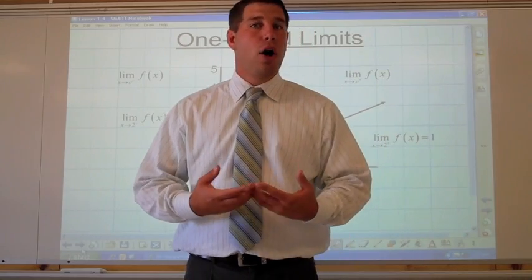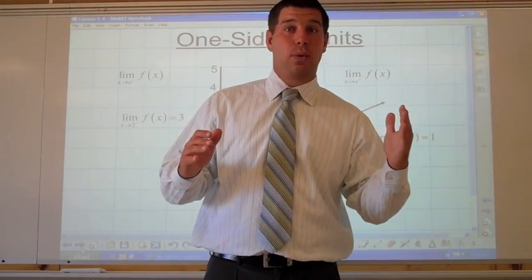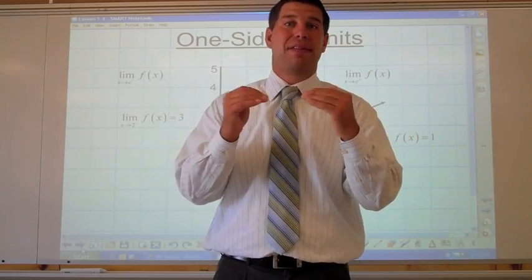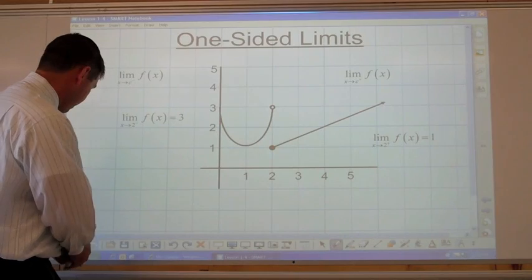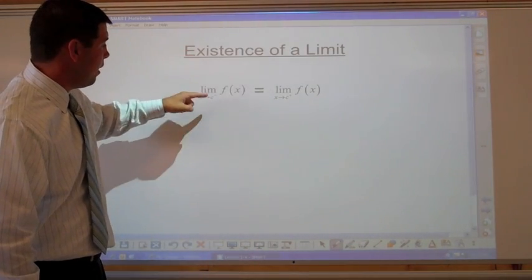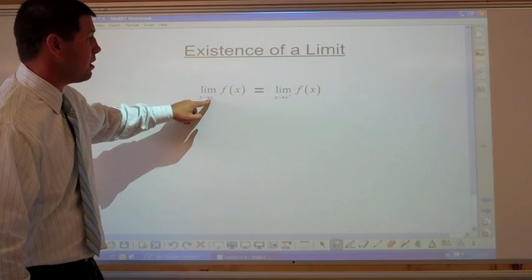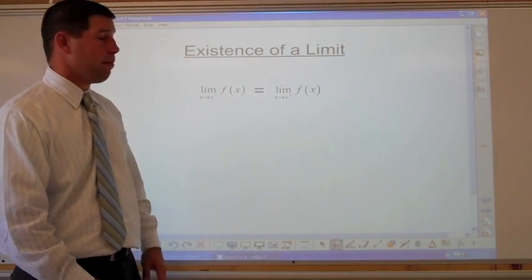In order for a function to have a limit, the left-sided limit has to equal the right-sided limit. Both limits have to be the same for the function to have an overall limit at that point. To state it here: for a limit to exist, the limit from the left of the function as x approaches c has to equal the limit from the right of the function as x approaches c.